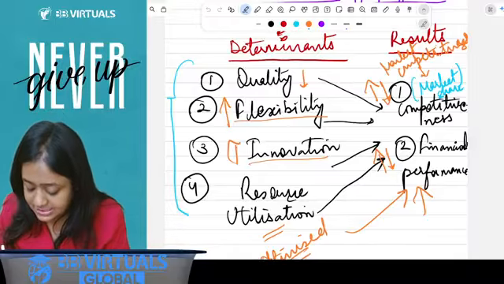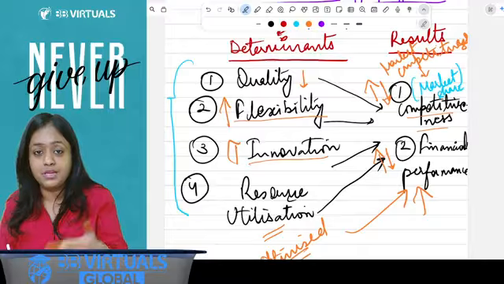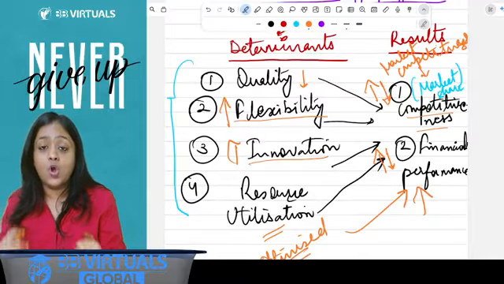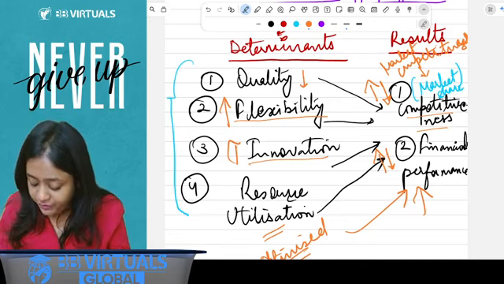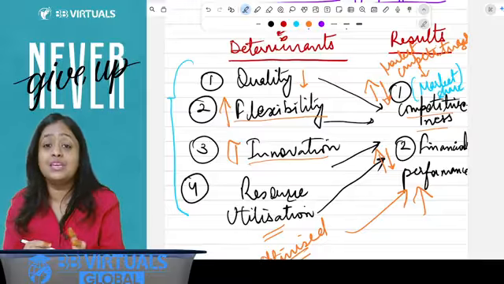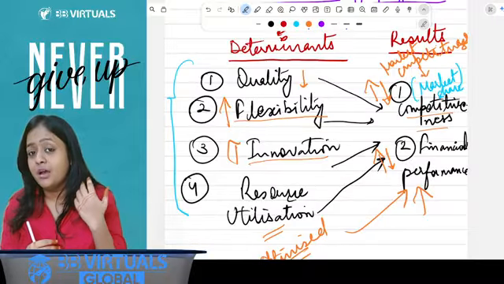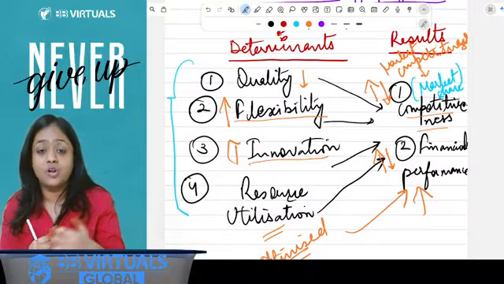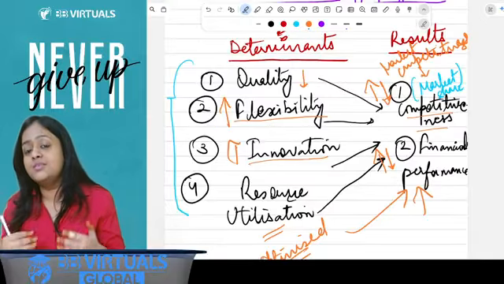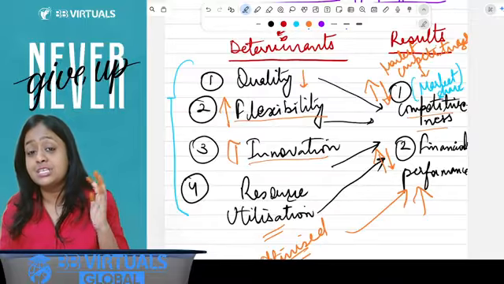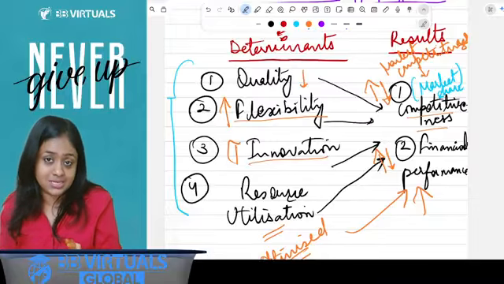For example, if I say competitiveness, what is the effect of this quality and flexibility on the competitiveness of the product? Overall, has the market share increased or decreased? If I say financial performance, what is the effect of this innovation on the financial performance when you brought in new ideas? Whether wealth increased, profits increased or not, sales increased or not. If you optimize the resources well, is it leading to a reduction in the cost? Yes or no. So these are the four determinants that we relate to the results.